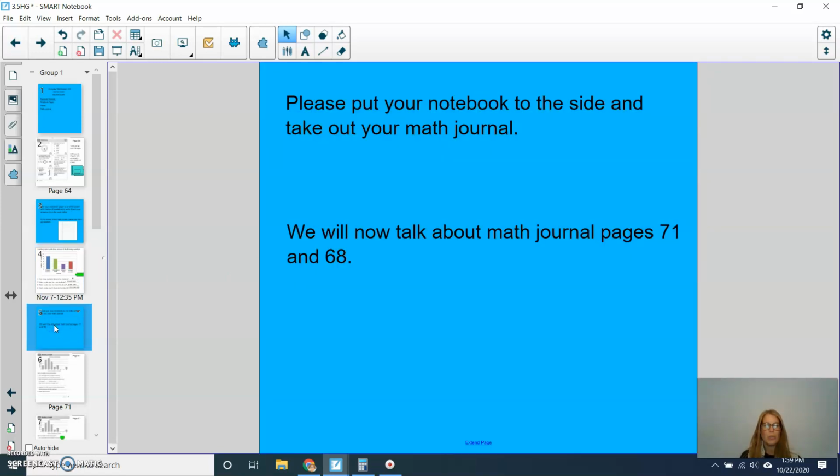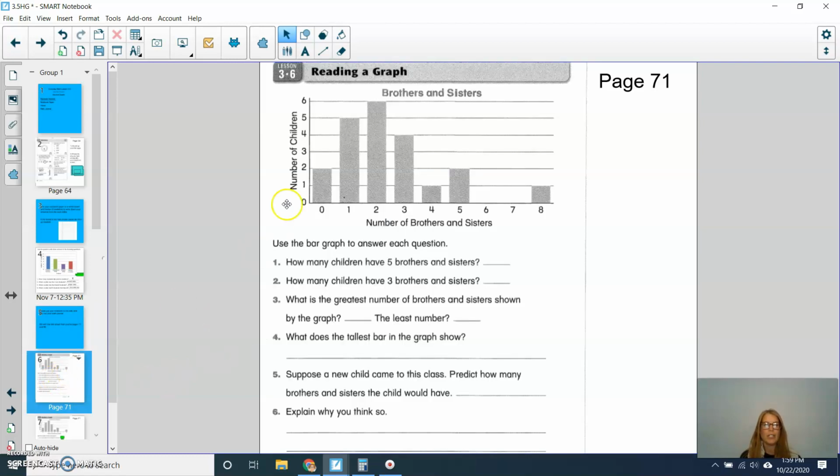So now if you could open up to page 71. And you're going to notice that we're looking at lesson 3.6. So we're going a little bit ahead, but then we'll go back for our math boxes at the end. So again, if you could turn to page 71. So looking at our graph, brothers and sisters, on this side it says number of children, and on the bottom it says numbers of brothers and sisters. Can you use this graph to answer the questions?